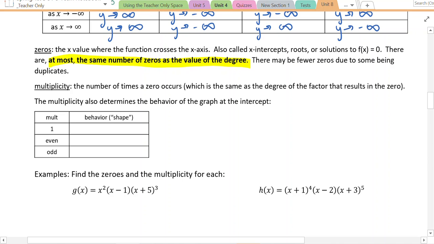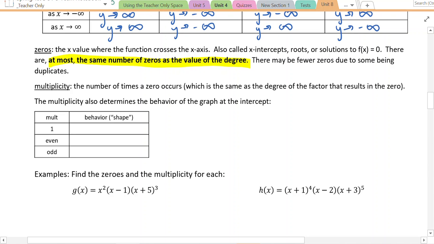So think about x squared. X squared has two factors. It's x and x, and so they're both equal. The solution, the zero, is 0, but there are actually 2 of them. That tells you something about the shape.